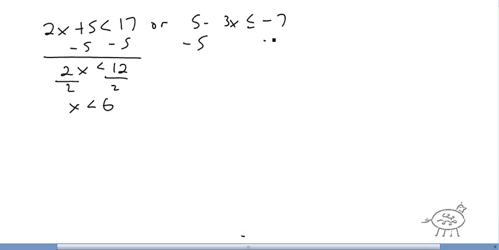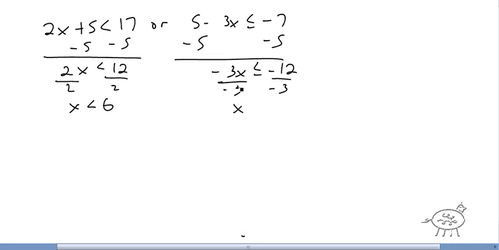So this one I'm going to subtract 5 from both sides. Negative 3x is less than or equal to negative 12. Divide by negative 3. Now remember we divided by a negative, so we have to switch around the inequality. So it's greater than or equal to negative 12 over negative 3, which is positive 4. Don't write negative 4, it's positive 4. Negative over negative is a positive.